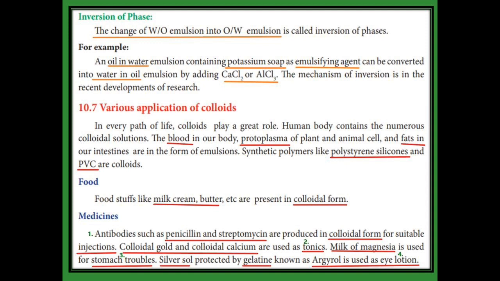First of all, antibiotics, meaning penicillin and streptomycin, we use in injection. They are in colloidal form, so they are easily used in injection. Then colloidal gold and colloidal calcium are used in tonics. Then for stomach trouble, we use milk of magnesia.